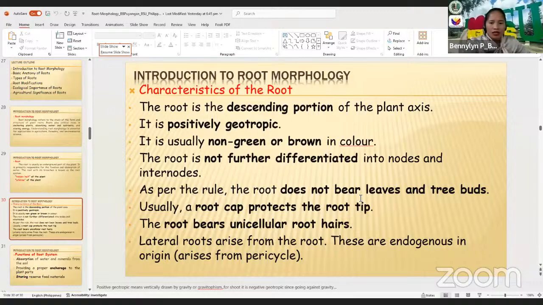As a rule, the root does not bear leaves and buds, and usually the root cap protects the root tip. We'll take a look at the basic anatomy of the roots later on. The root bears unicellular root hairs. So what is the function of these root hairs? We'll discuss it later on. Lateral roots arise from the root, which are endogenous in origin. They arise from the pericycle.